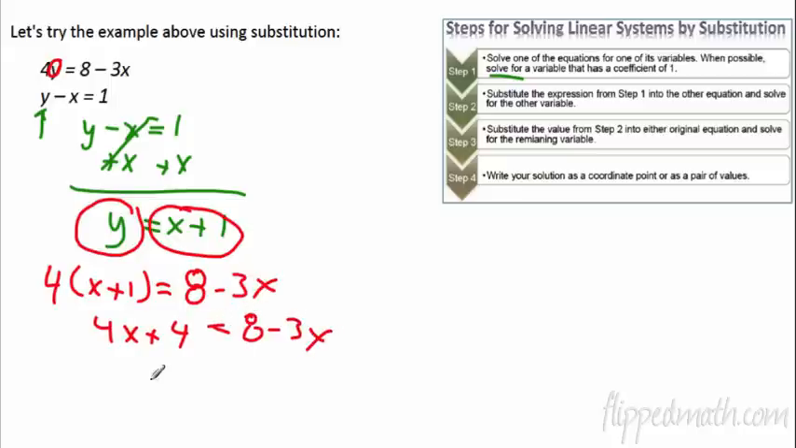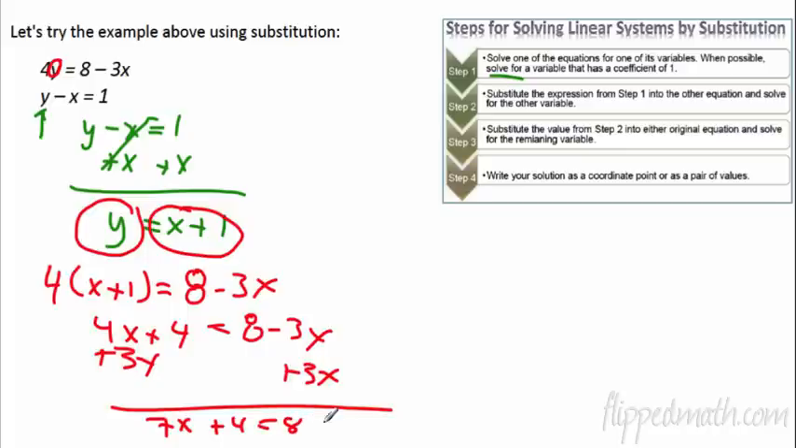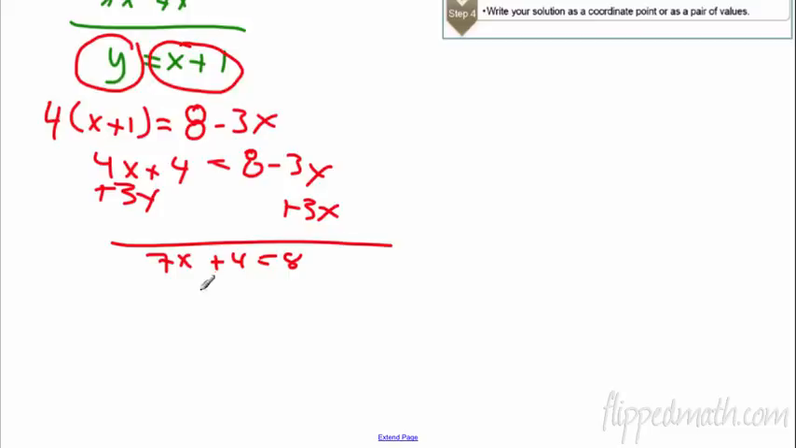I'm going to add 3x to each side and subtract 4 from each side. Let's do that. Plus 3x, plus 3x. What do we get? 7x plus 4 equals 8. You're going to get 7x equals 4 if we subtract 4 from each side. x is 4/7. Ouch, that's ugly.